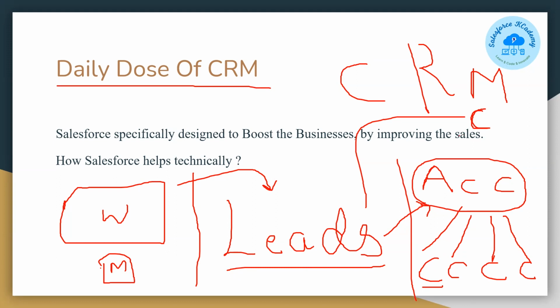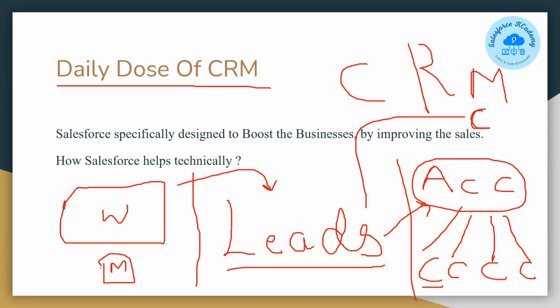Any questions till now? So a lead is someone who shows interest to buy my products, companies are the accounts, and the people who work with those accounts are contacts.